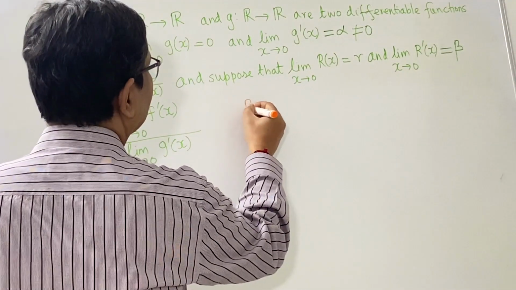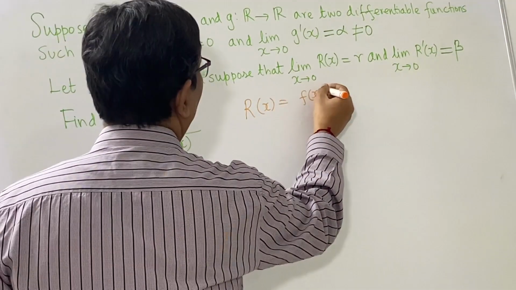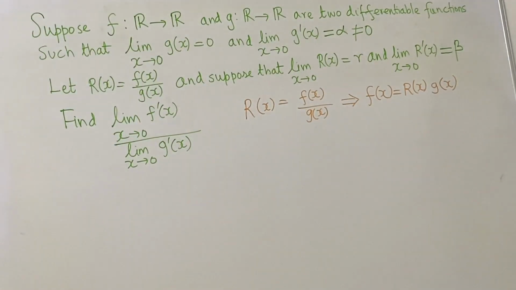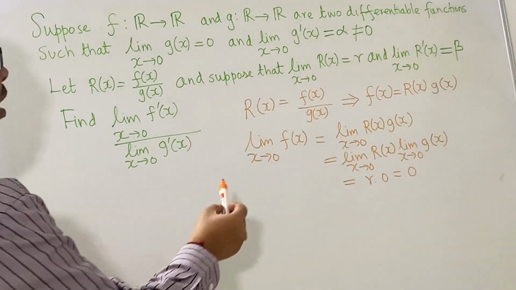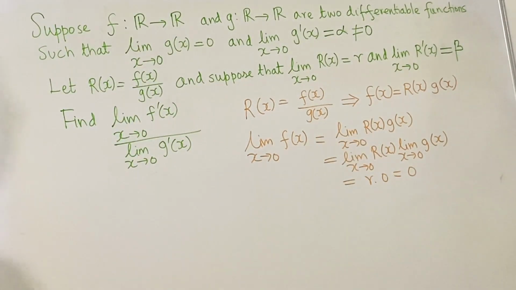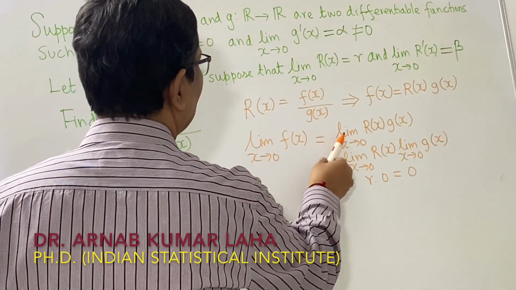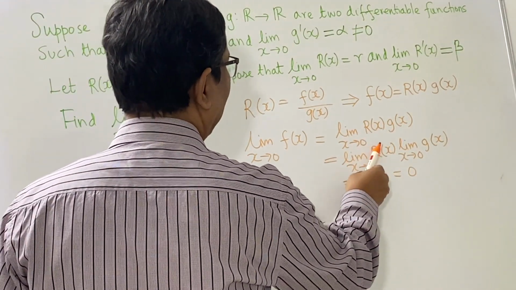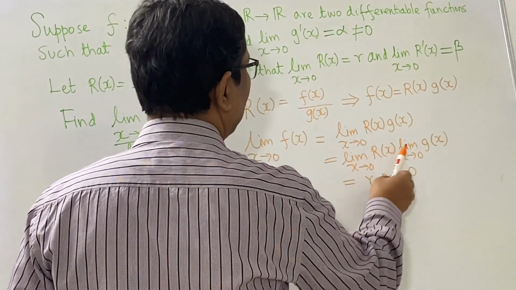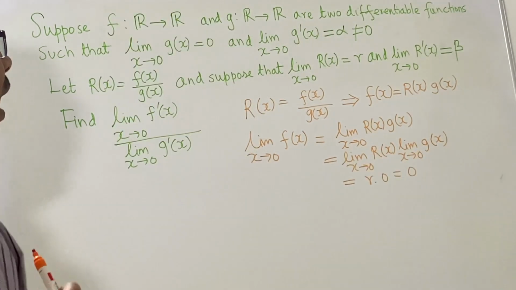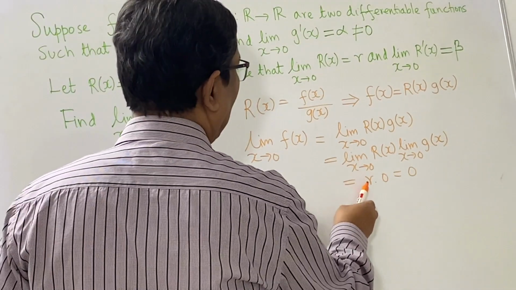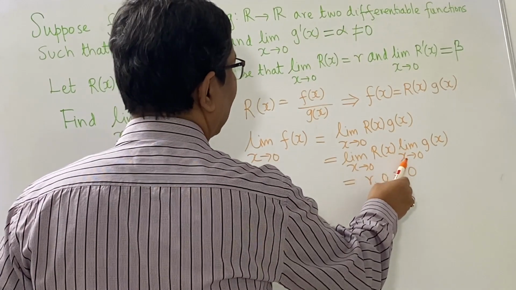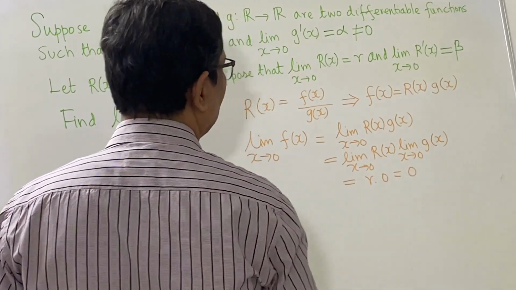So since R(x) is equal to f(x) divided by g(x), we know that f(x) is equal to R(x) into g(x). So taking limit on both sides of this relation, we get limit x goes to 0 f(x) is equal to limit x goes to 0 R(x) into g(x), and that is equal to limit x goes to 0 R(x) into limit x goes to 0 g(x), because both of these limits exist, and that is equal to r into 0. Limit x goes to 0 capital R(x) is equal to r, limit x goes to 0 g(x) is equal to 0, so we get 0.